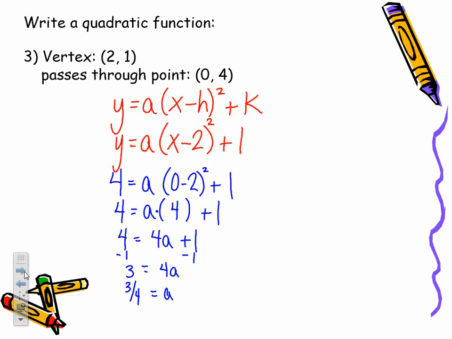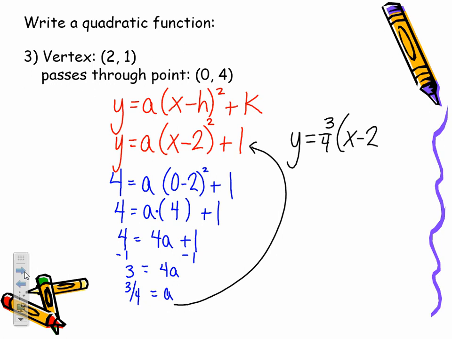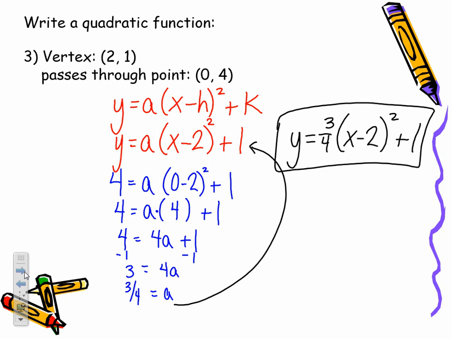So that tells me that when I plug that a value back in, take it right back up here, y equals 3/4 is the a value I need, times (x minus 2) squared plus 1, which still gives me the vertex that I need. So this is the general equation that, if we were to graph it, would meet these characteristics that we're looking for.